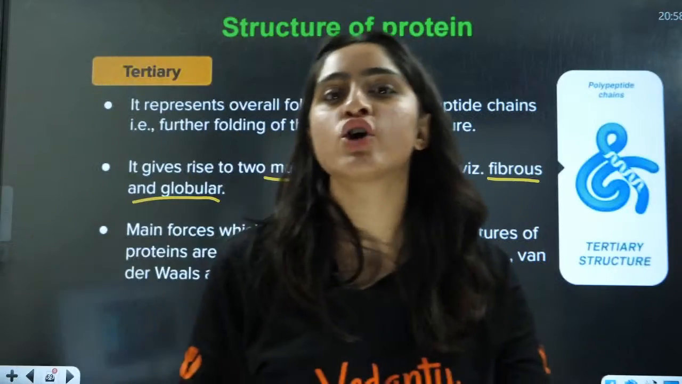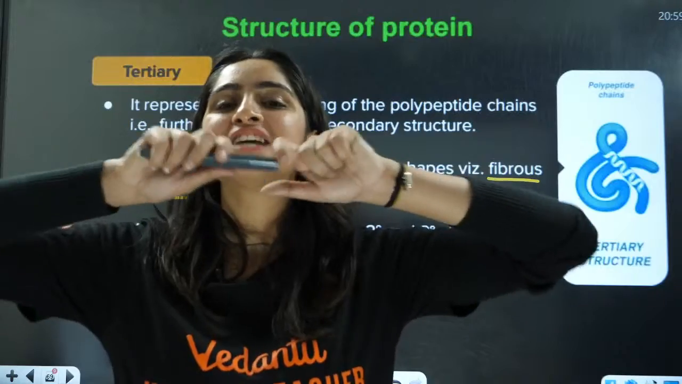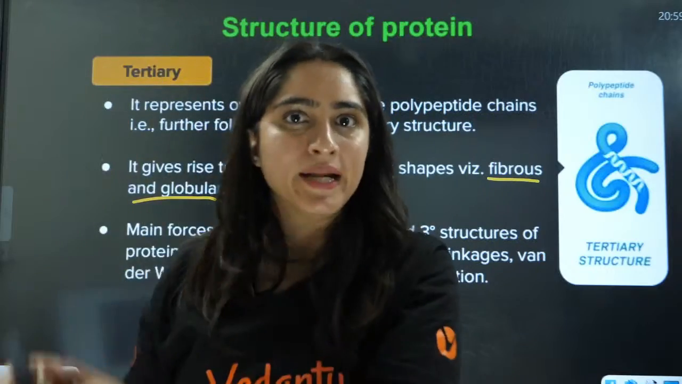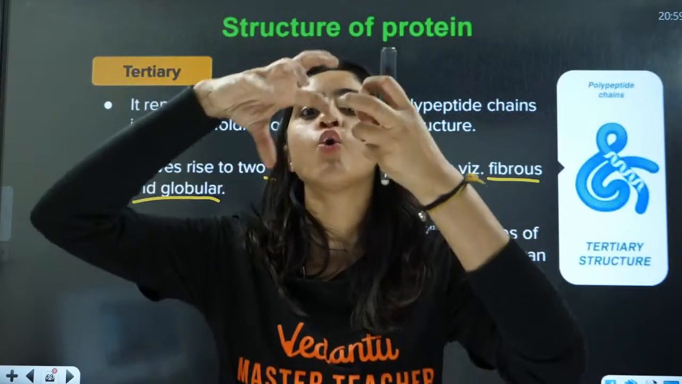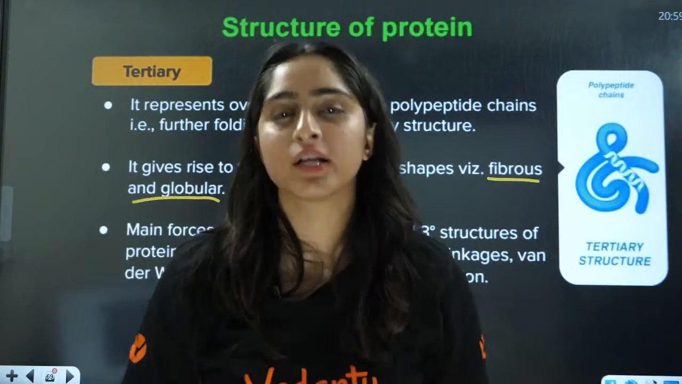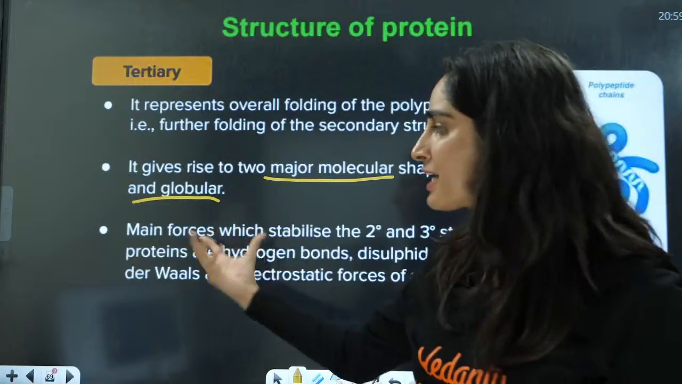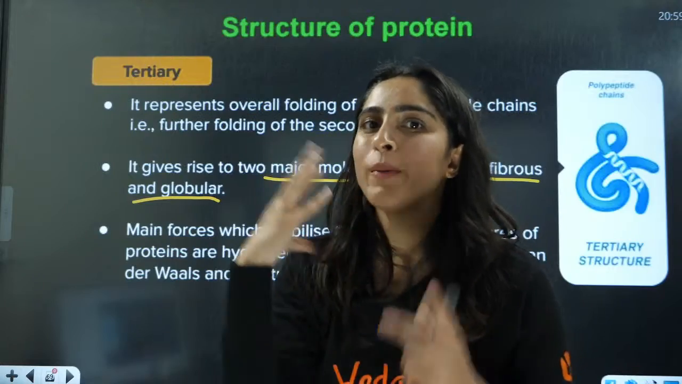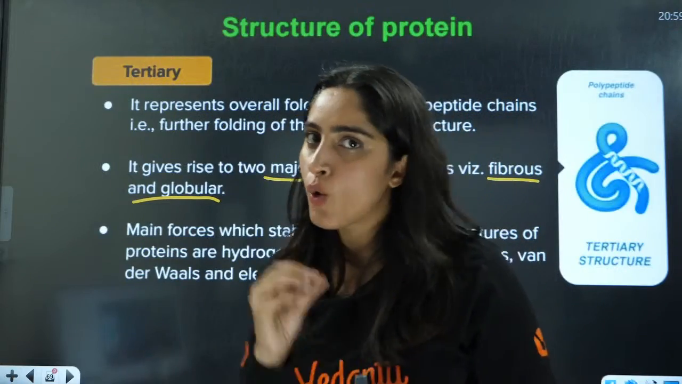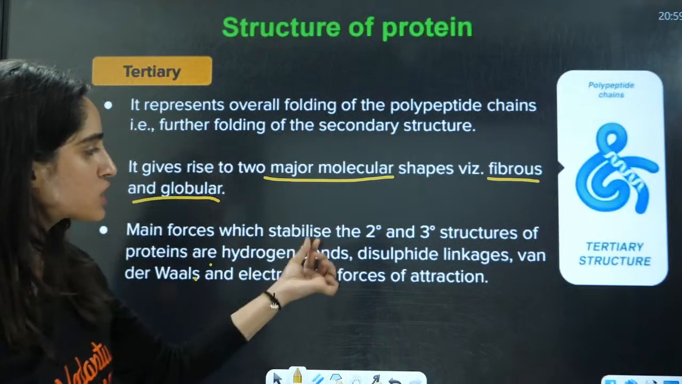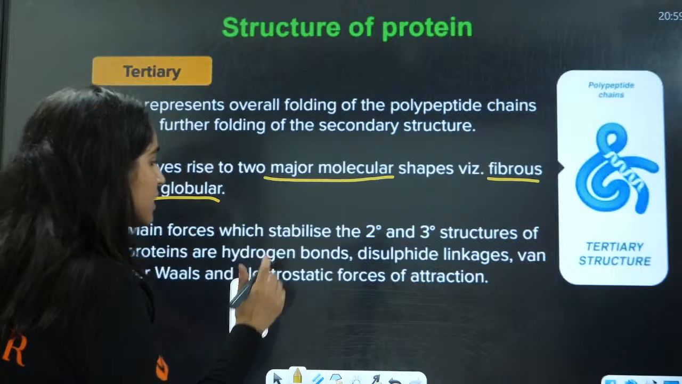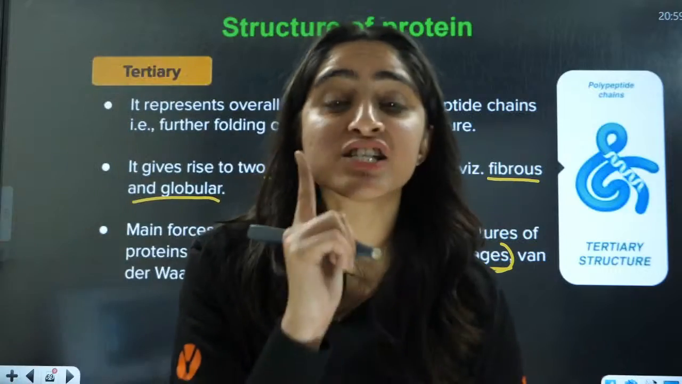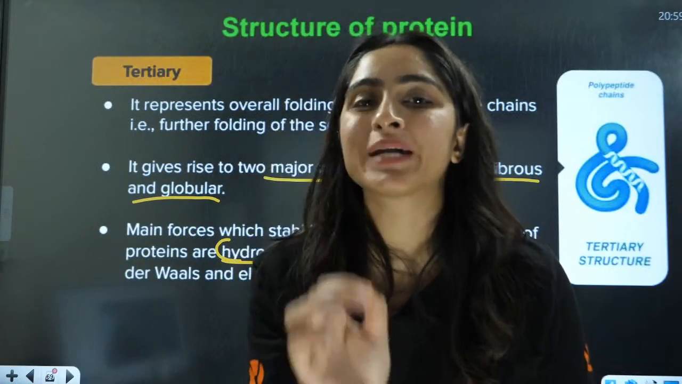Primary is the linkage of amino acids. Secondary is how these chains are linked to each other, which can be alpha helix, a spiral, or beta pleated. Third is how these secondary structures are linked to each other, which can be fibrous or globular. They can form a fiber-like structure through hydrogen bonding and disulfide bonds, or a globular structure, like a globe. The main forces which stabilize the secondary and tertiary structures of protein are hydrogen bonds and disulfide linkages. The primary structure is stabilized by the peptide linkages.